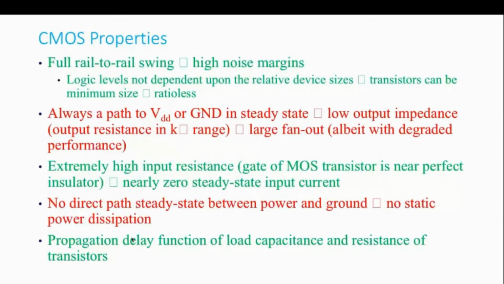Another thing is, when we talk about propagation delay of your CMOS, then delay is actually a function of your load capacitance and resistance of the transistors. So this is again a good thing. If you want to increase or decrease the delay, as per your requirement, normally we try to decrease it, we have to just change your load capacitance and resistance of your transistor.